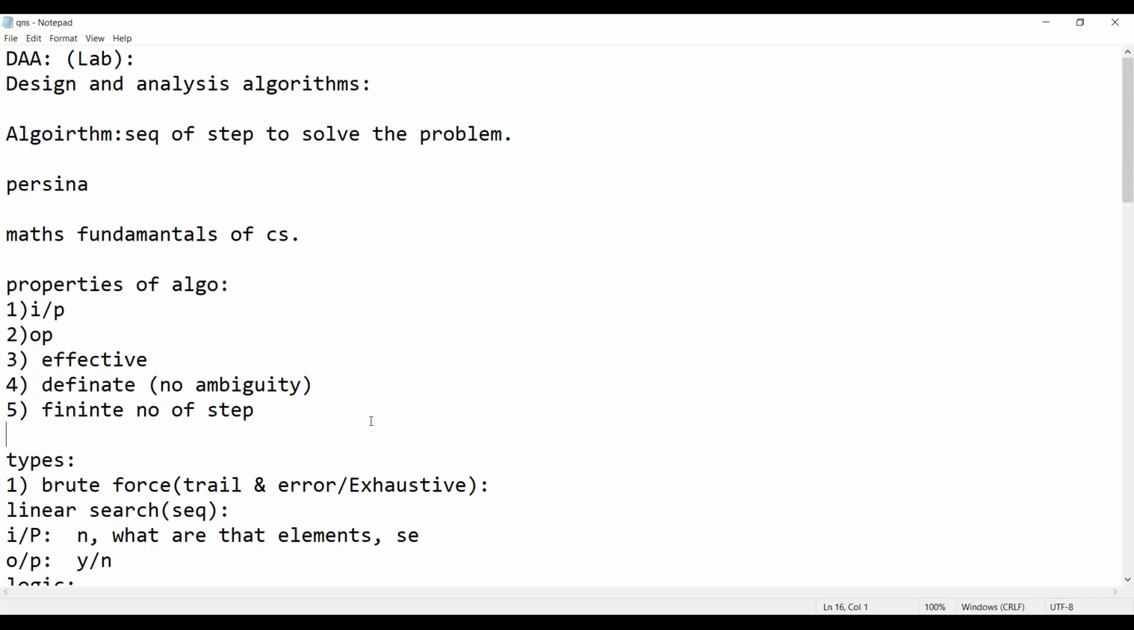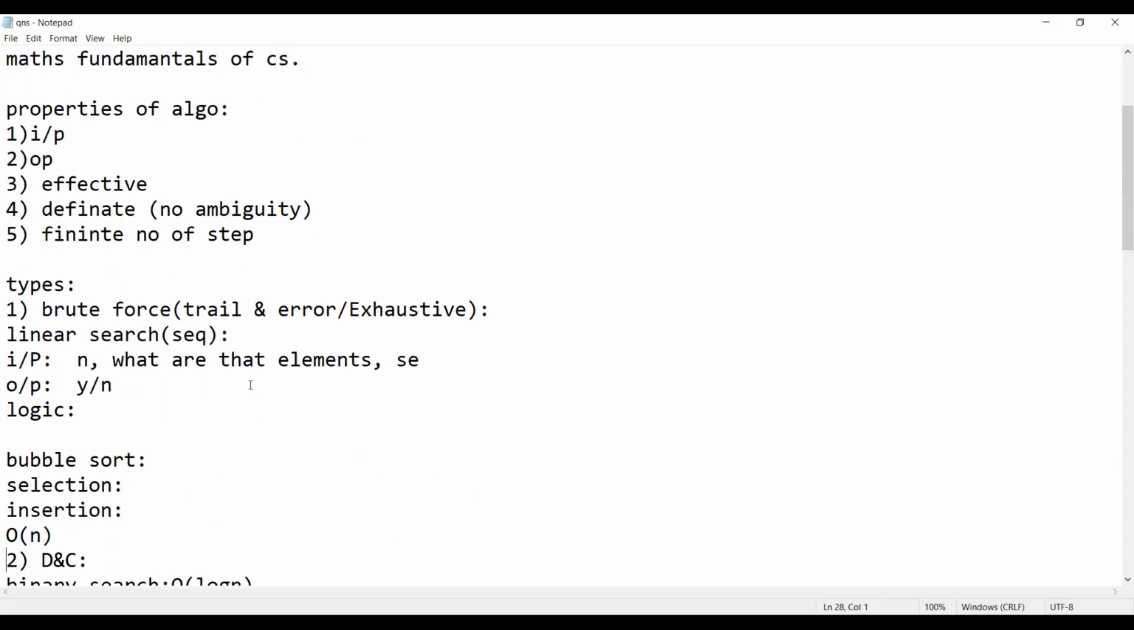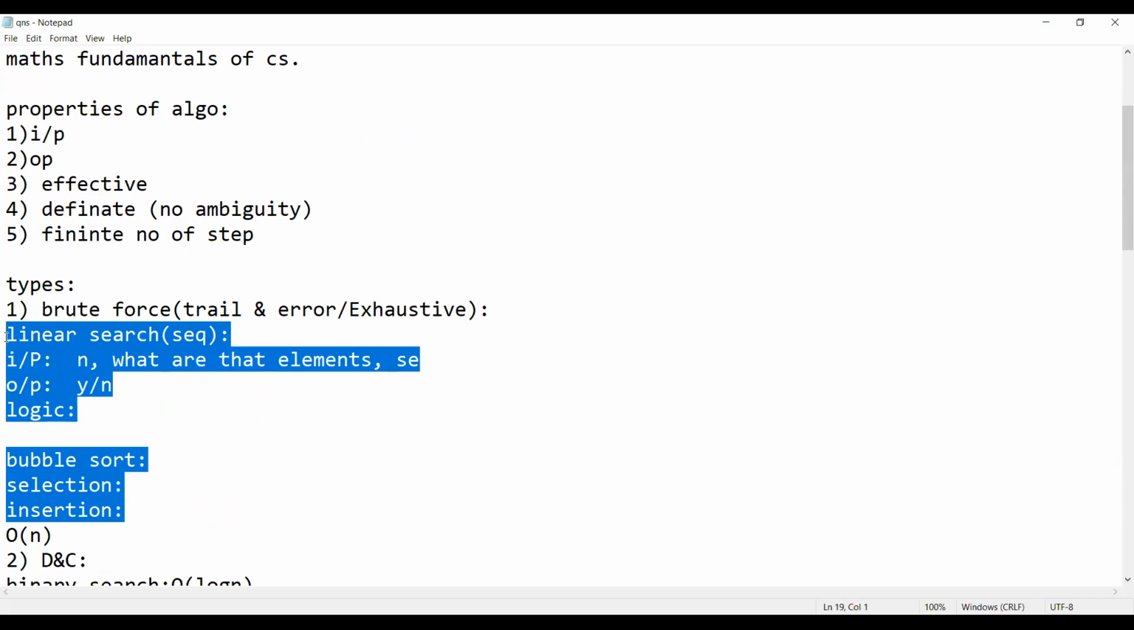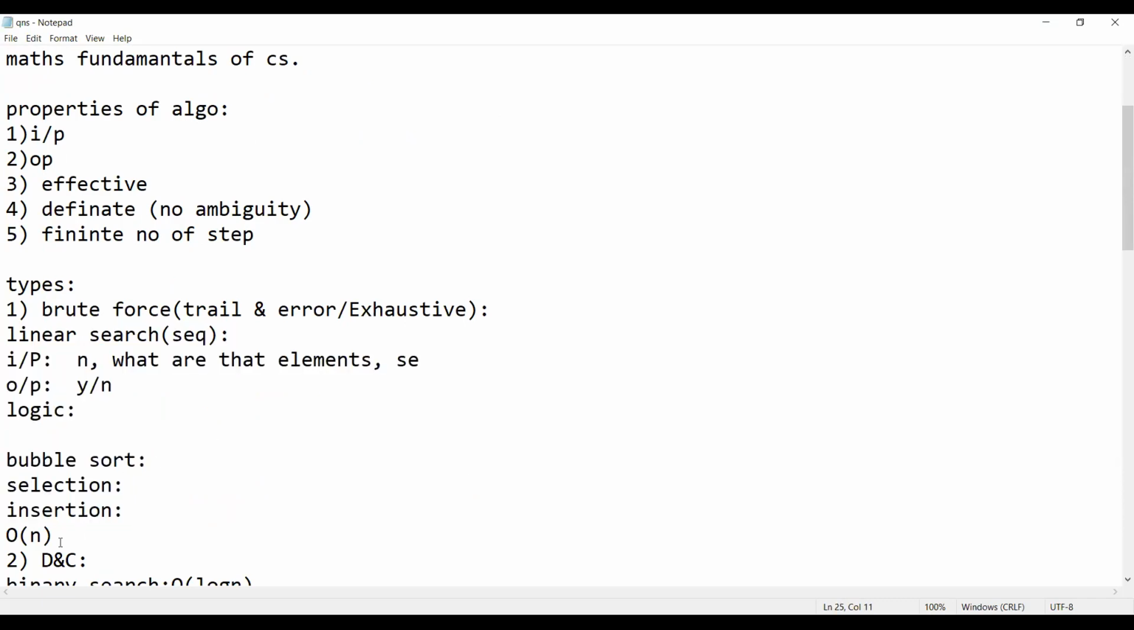So what are the different algorithmic strategies? Brute force. This is also said to be a trial and error version. It is also said to be an exhaustive method. The examples for brute force are linear search and the sorting techniques like bubble sort, selection sort, and insertion sort, right? So the linear search time complexity is linear, big O of n, order of magnitude of n.